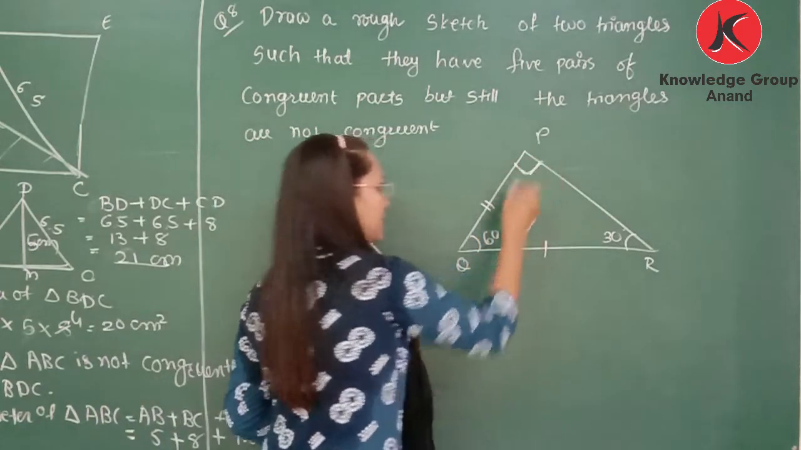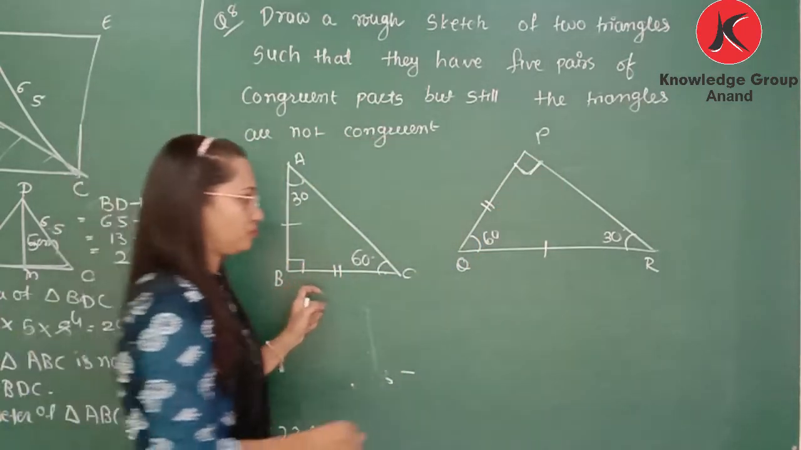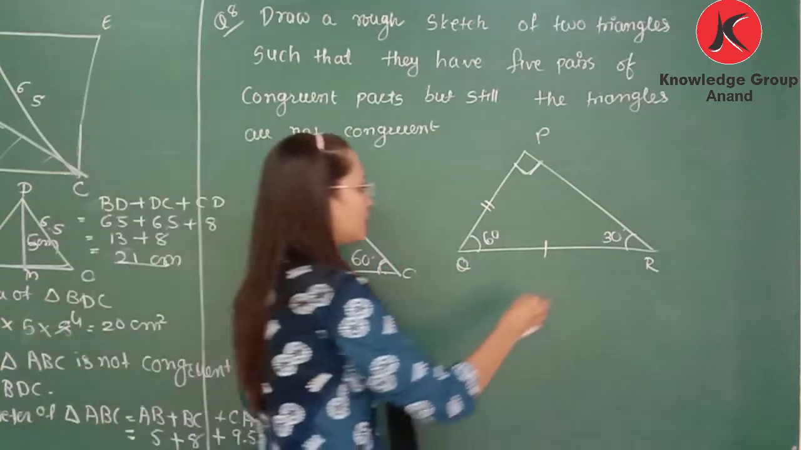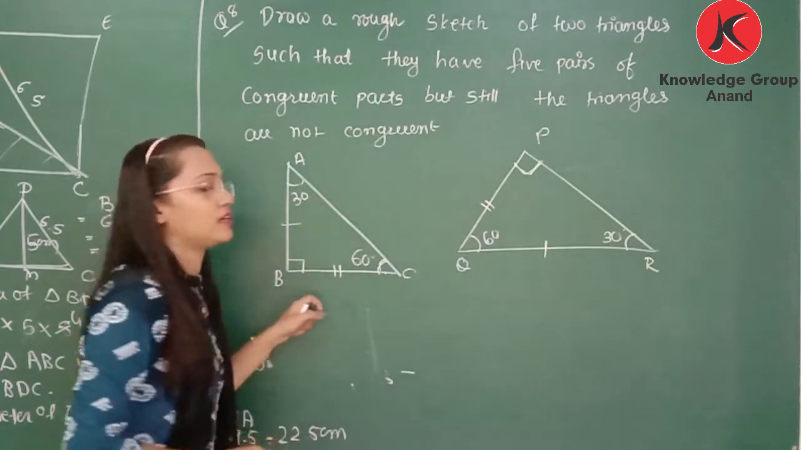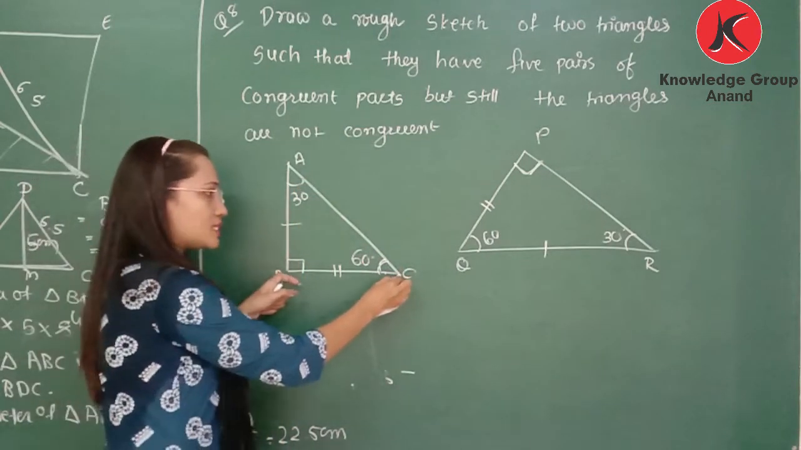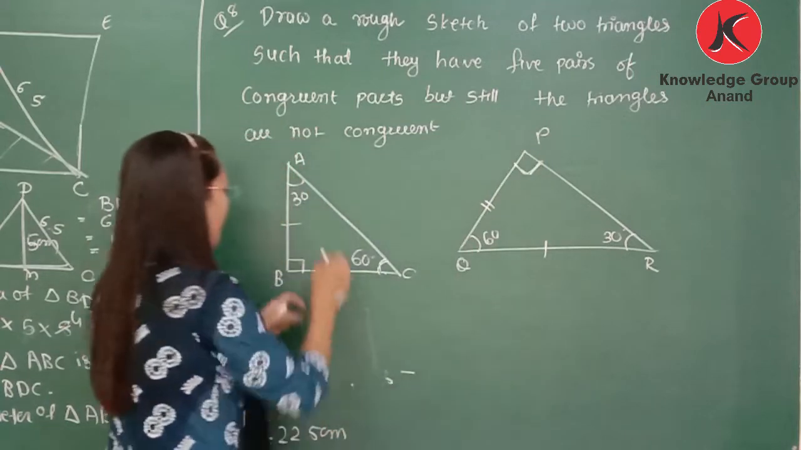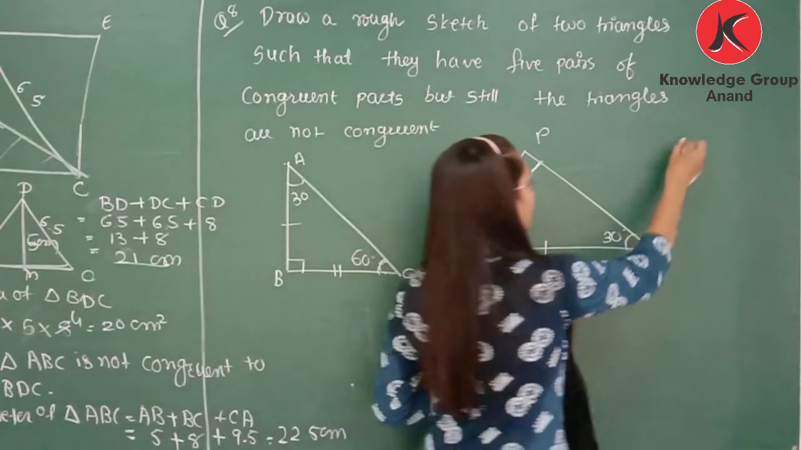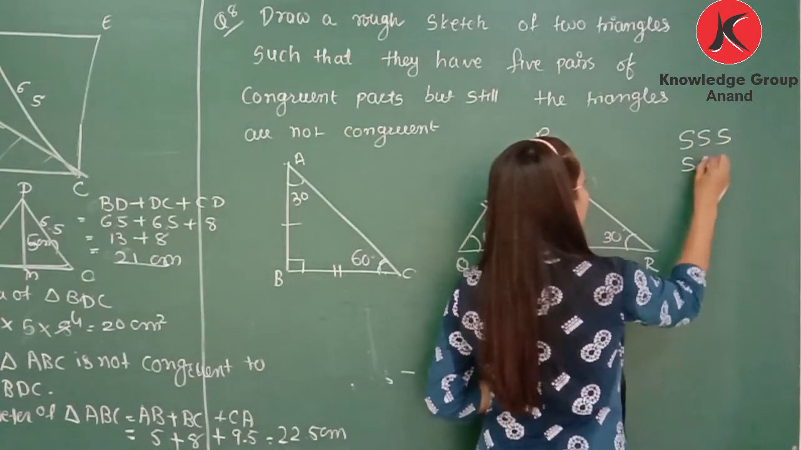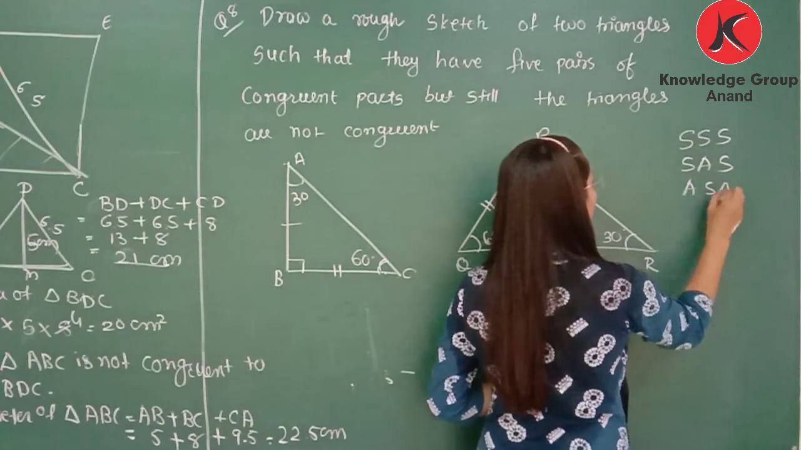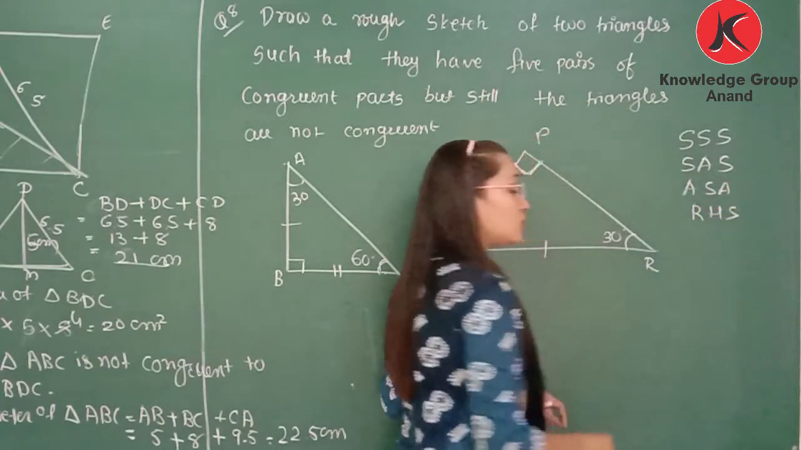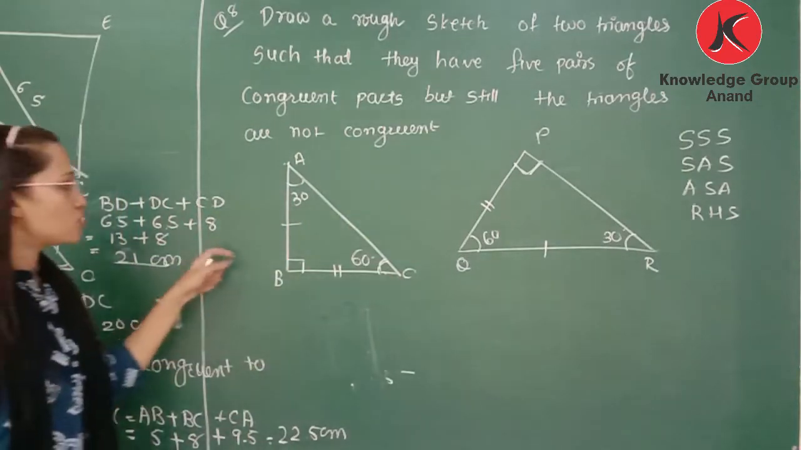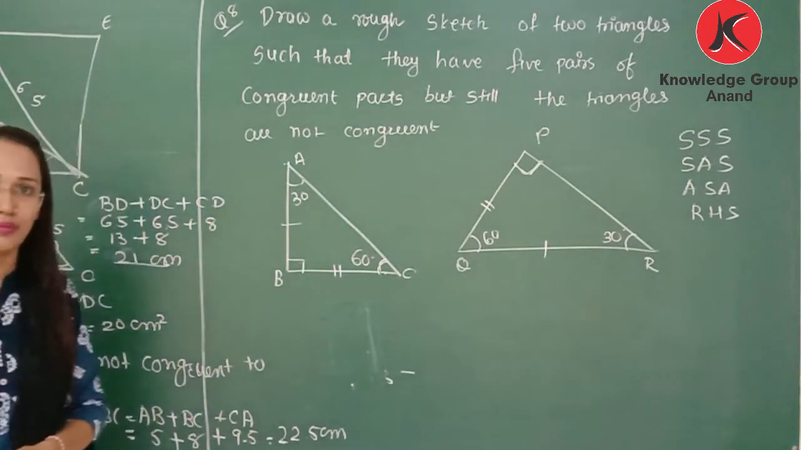So here I draw this triangle ABC, in which B is 90 degrees, C is 60, A is 30, and these symbols are given. Now here I draw one more triangle PQR. Here angle P is 90 degrees, that is equal to angle B. Angle Q is 60 degrees, that is equal to angle C. And here angle R is 30 degrees, that is equal to angle A. This side BC is equal to PQ, and this side AB is equal to QR. Now we learned 4 criteria, that is SSS, SAS, ASA and RHS. Now you need to check whether we can apply any of these 4 criteria so that these 2 triangles are congruent. So let's check.